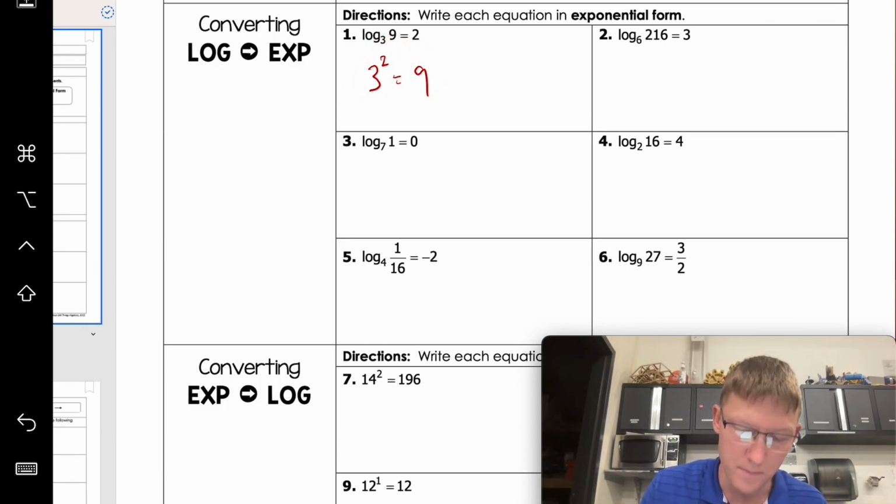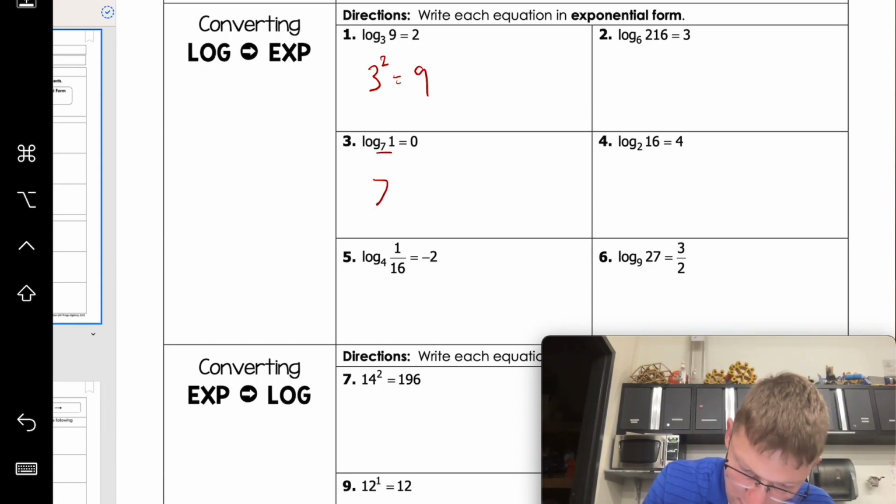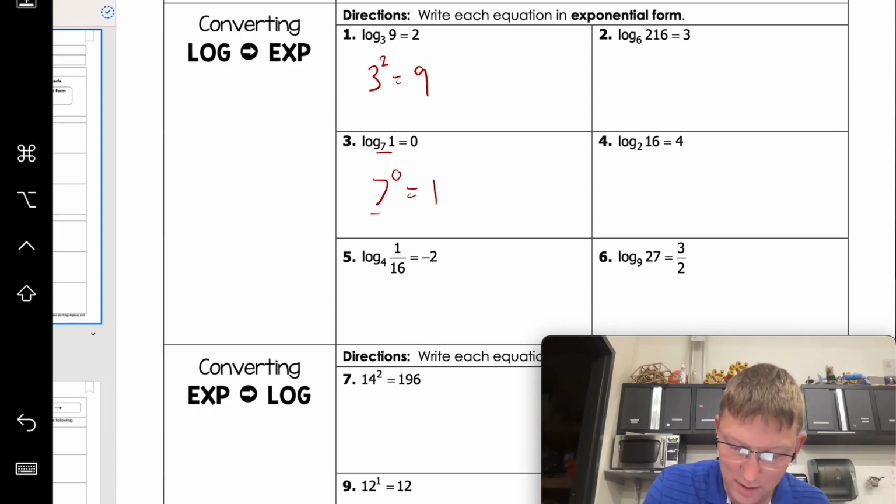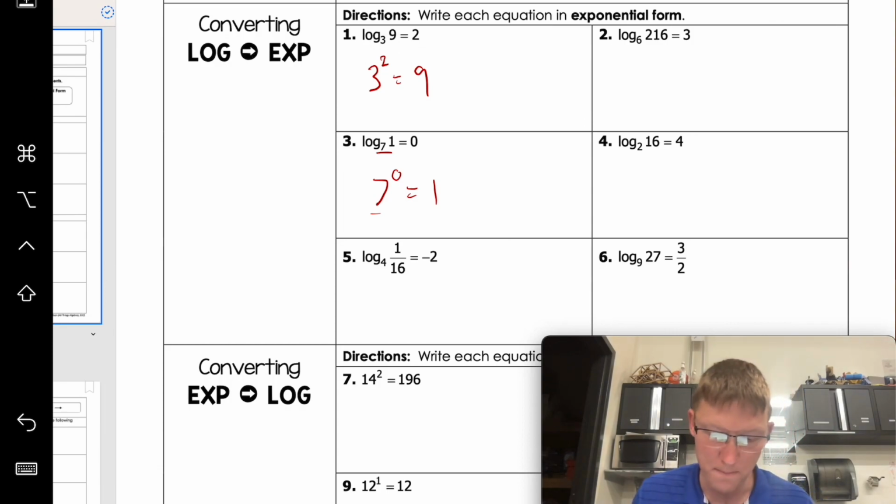Okay, so we're good. Then number 3, log base 7. So 7 is my base, and then we switch the 1 and the 0. Log base 7 of 1 equals 0. So like I said, log base 7, we got the 7, and then we switch the 1 and the 0. Again, 7 raised to the 0th power is 1, so we should be in good shape.